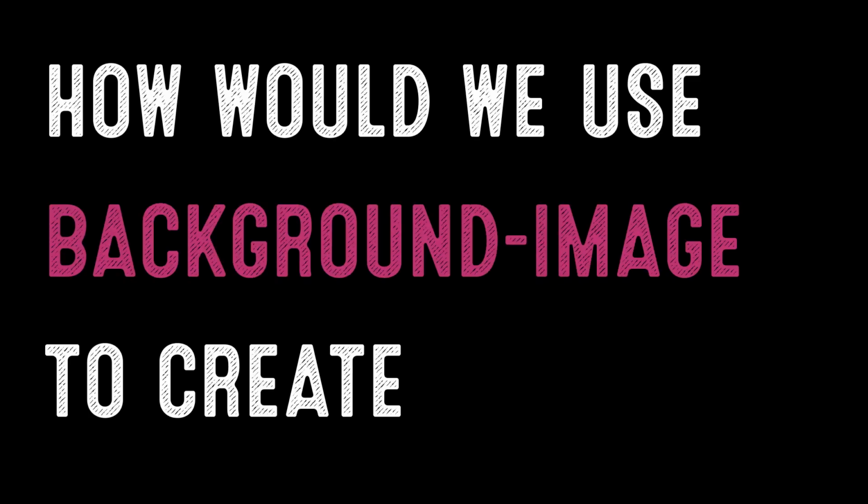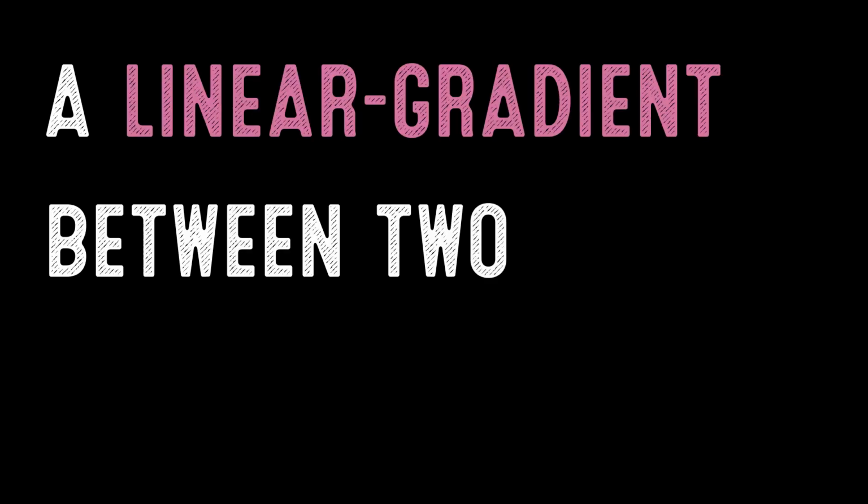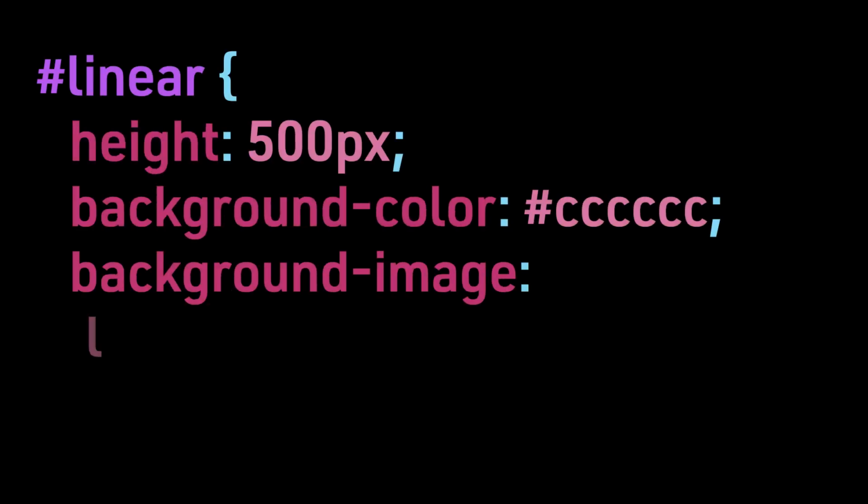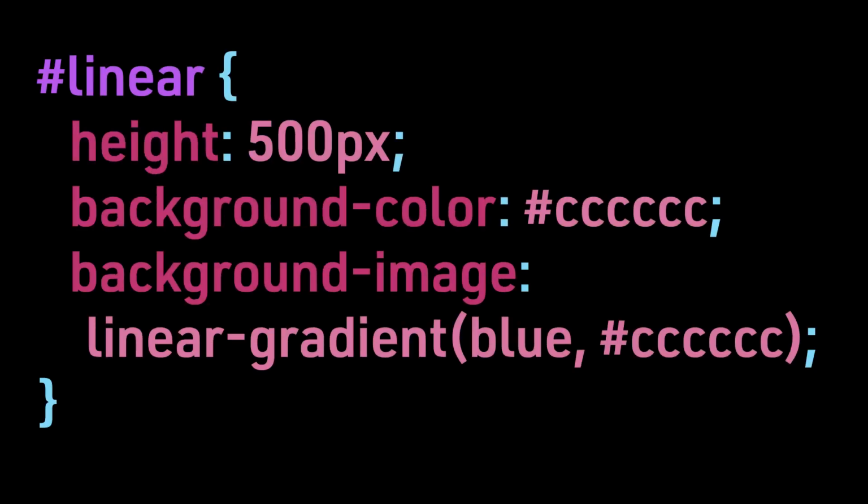How would we use background image to create a linear gradient between two colors? First, we will look at a linear gradient with two colors. In each of our examples, the height of our gradient will be 500 pixels. We also set a background color as a default, if for some reason the linear gradient code is not recognized by the browser. In this case, we have set the background color to be a light gray.